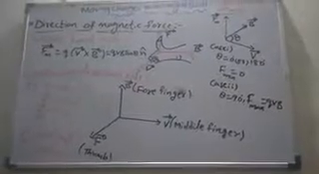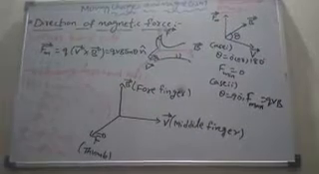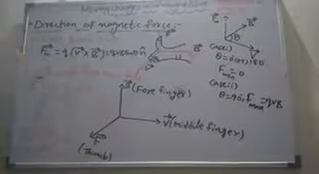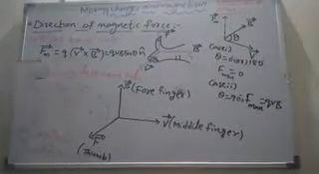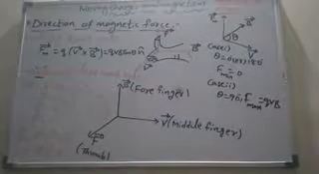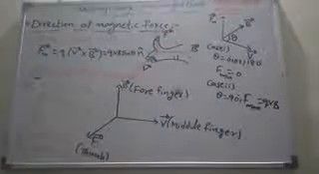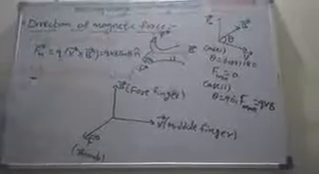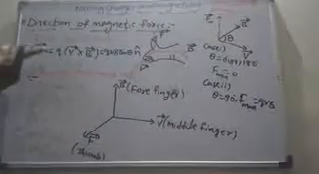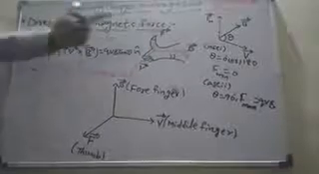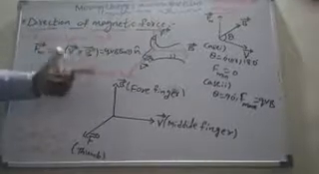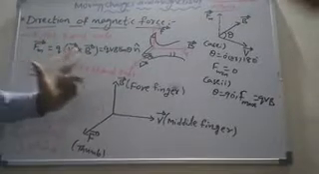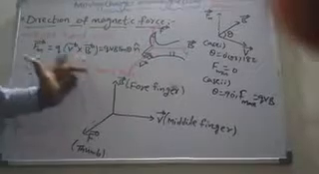In Fleming's left hand rule, you can highlight F. What is the significance of Fleming's left hand rule? With its help, we can determine the direction of magnetic force on the charged particle. So what is Fleming's left hand rule? Stretch the first three fingers of the left hand mutually perpendicular to each other.